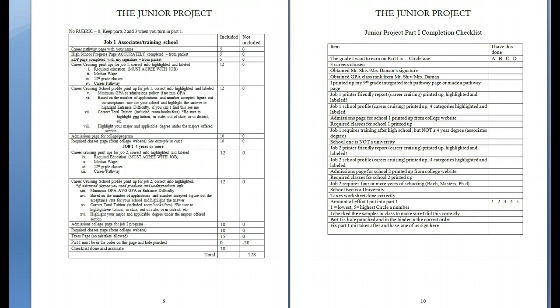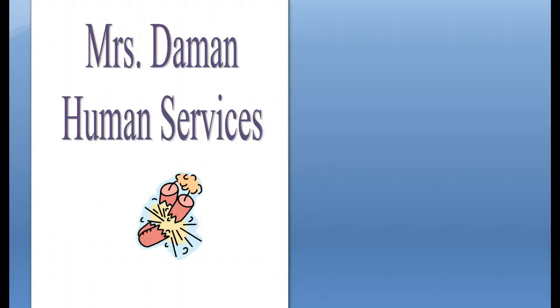So the first thing in your part 1 should be your career pathway page with your name. This is as simple as having your name and what your career pathway is. Okay, so this is very simple. You can create this in a Microsoft Word document, and that's all you need.